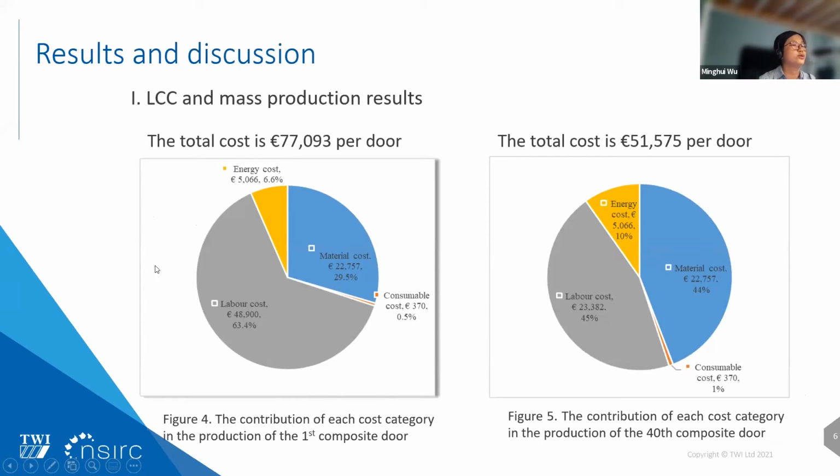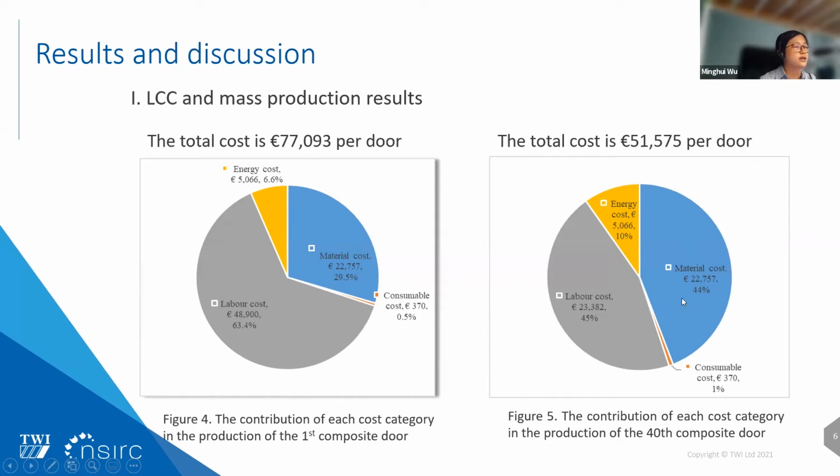And let's move to the results and the discussion. In this case study, for the life cycle costing results, I only considered the recurring costs as the data limitation. So the total cost occurred is around 77K euro, including cost of material, labor, energy, and consumable. It can be seen that the most significant cost contribution is caused by labor at around 63% of the total cost.